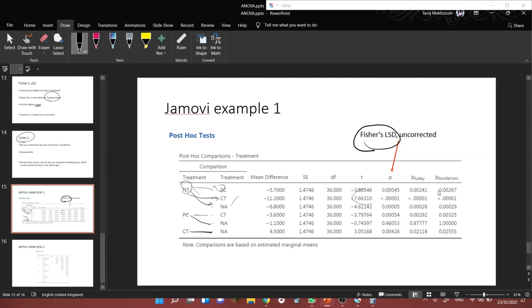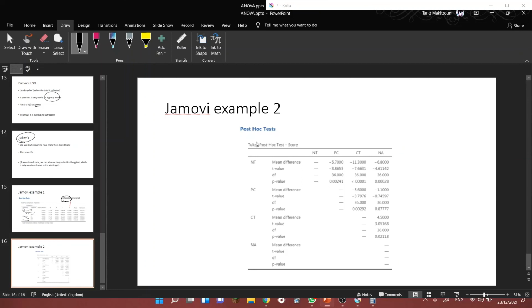Okay, so again, with Bonferroni, you just take whatever this p-value is, and then you divide it by the number of tests that you've done. Sorry, you take whatever your original alpha was, and you just divide it by the number of tests that you've done. Again, you don't really need to know how to understand most of this. All you need to know is that this one's Fisher's, this one's Tukey's, this one's Bonferroni, and that's it.